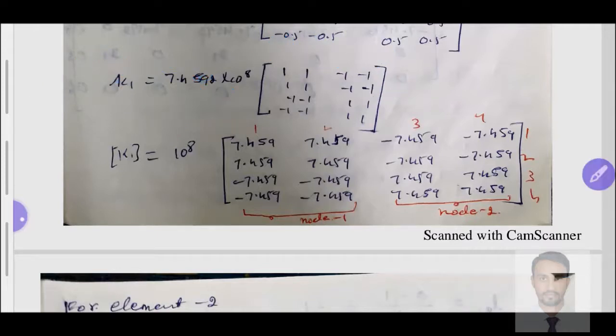We have the idea. In the previous bars problem, we got a 2 cross 2 matrix. Why? Because it has only 1 degree of freedom at each node.